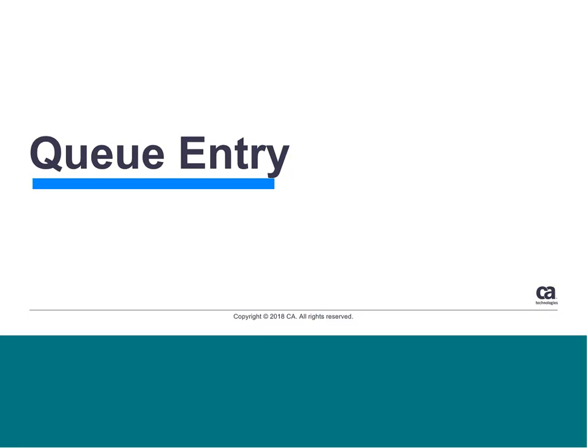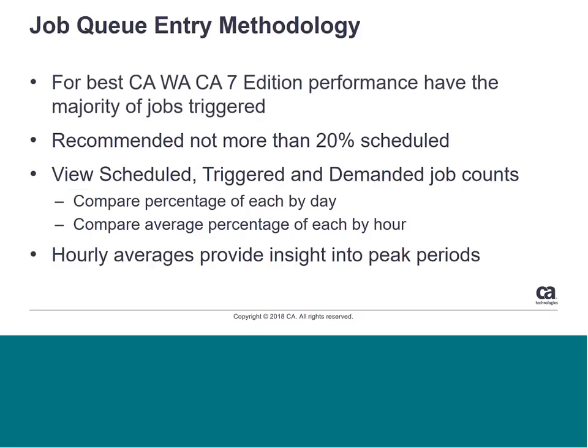Let's have a look now at the queues, job entry into queues. How do we get our jobs into the queues? In terms of CA7 recommended best practices and for the best performance of CA7, the recommendation is always to have as many jobs triggered, or the majority of your jobs brought in by trigger processing. We tend to recommend not more than 20% of your jobs are actually scheduled through calendar schedule definitions.